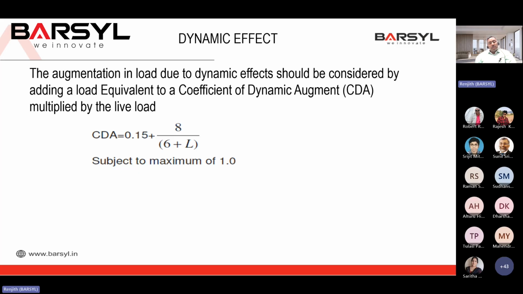The coefficient is found as 0.15 plus 8 by (6 plus L), where L is the span of the structure, and it is subject to a maximum of 1. It will be less than 1 only, but it should be subject to a maximum of 1. So that is called the dynamic effect.